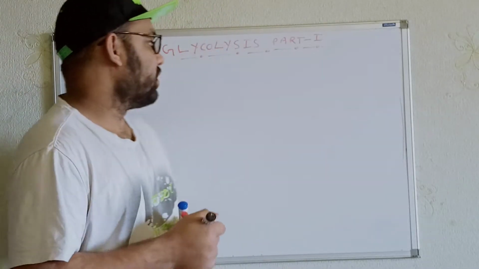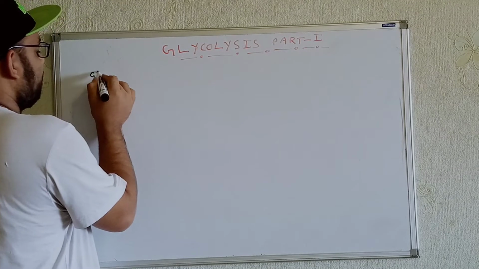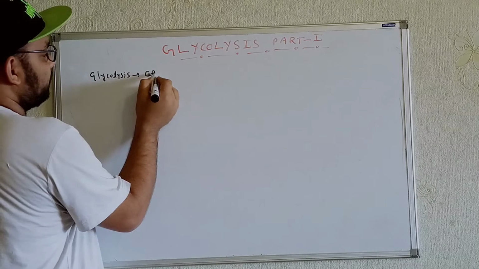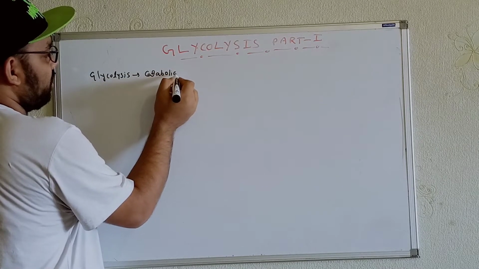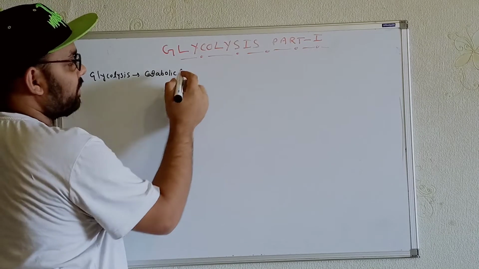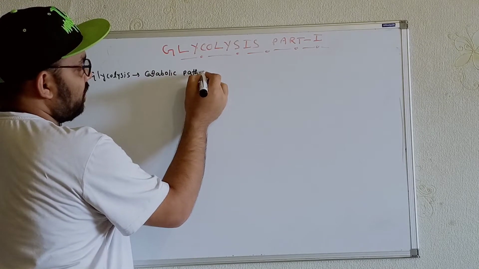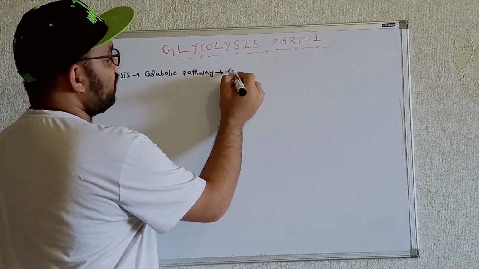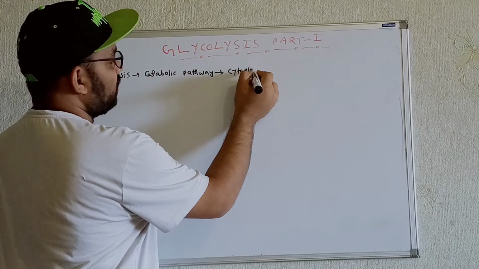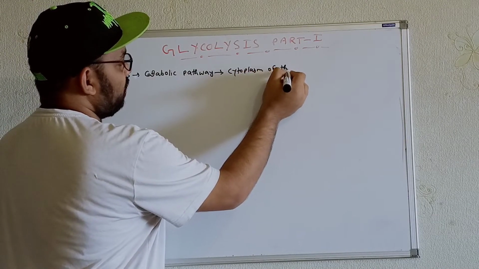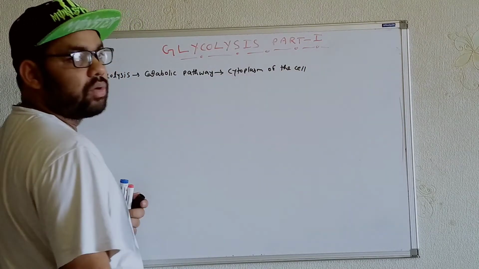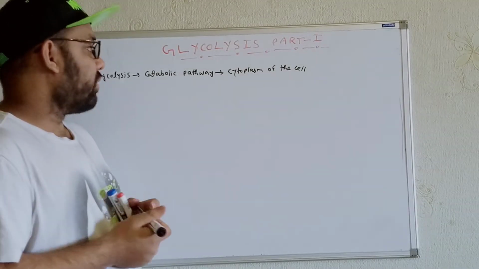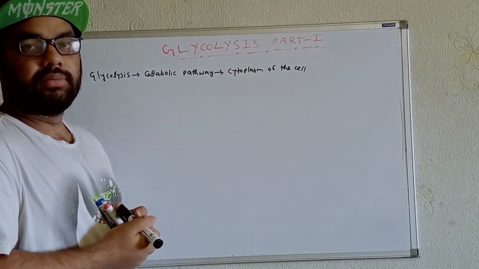Okay, so let's write it over here that glycolysis is the catabolic pathway. You can also say universal catabolic pathway. It will take place within the cytoplasm of the cell, because the enzymes that are required to conduct the process of glycolysis are all present within the cytoplasm of the cell. That's why glycolysis takes place within the cytoplasm.